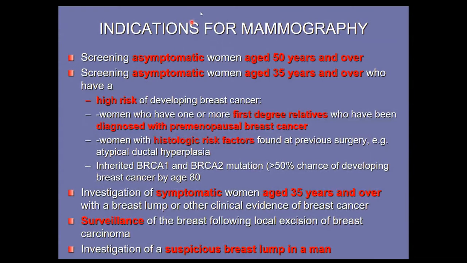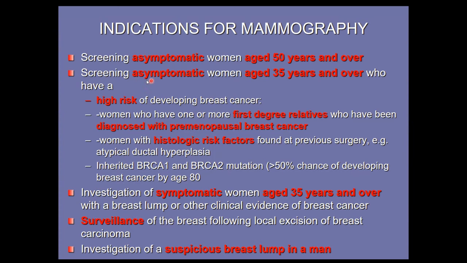So what are the indications for a mammography? In which patients are we going to perform mammography? Because we cannot perform mammography in every patient. I will explain to you why we cannot perform. So first of all, for screening asymptomatic women aged 50 years and over. Any woman who is symptomatic or asymptomatic, if she is more than 50 years, we will perform screening for breast cancer in every woman.